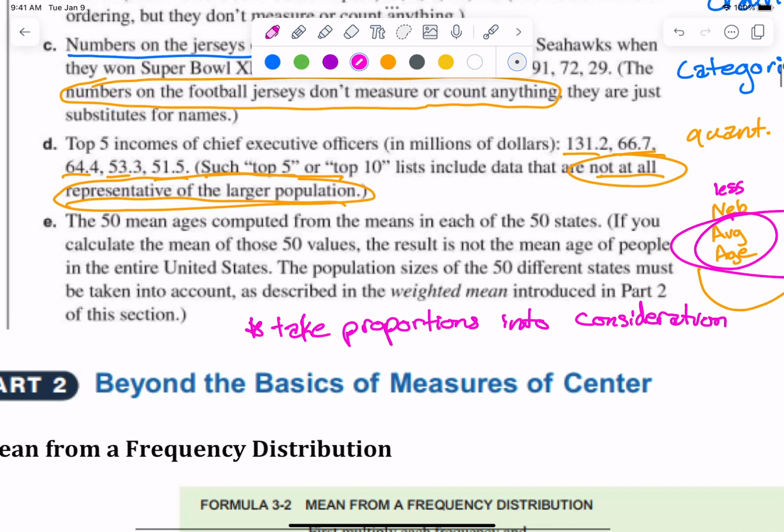They say the population sizes of the 50 different states must be taken into account, so the proportions need to be correct. Got it?